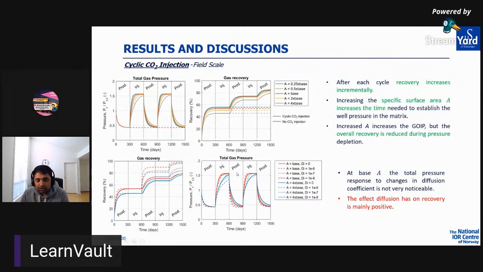That's the effect of the diffusion. There's not much time to explain what the effect of diffusion is, but what we have found is that diffusion generally has a positive effect on the recovery because it makes CO2 migrate deeper into the system. It makes the flow easier.